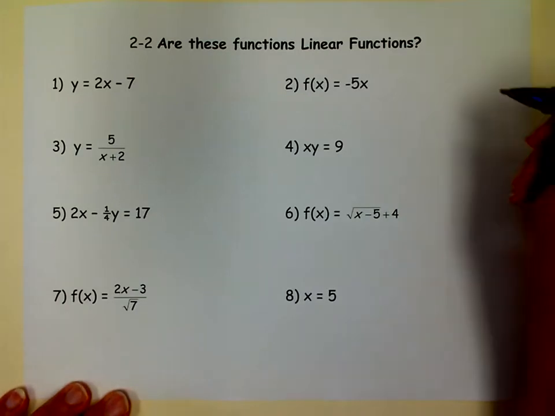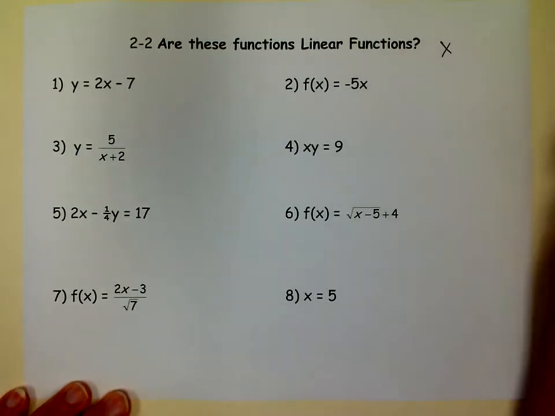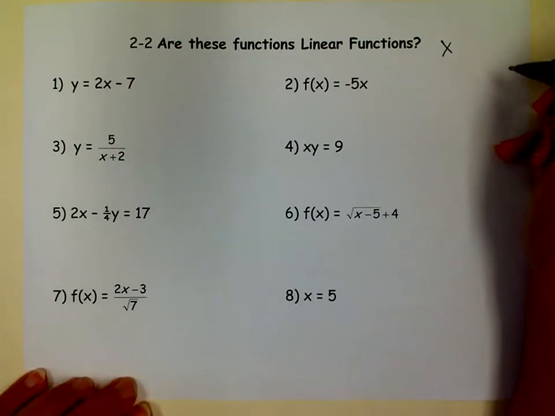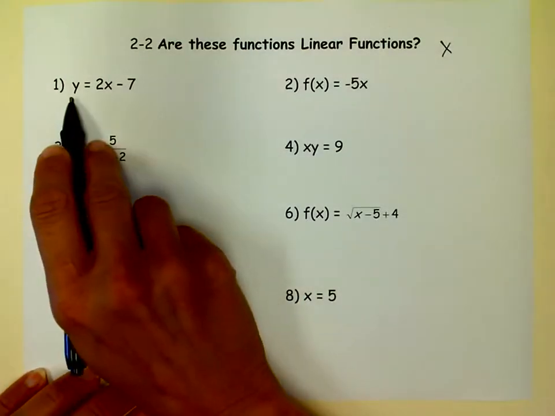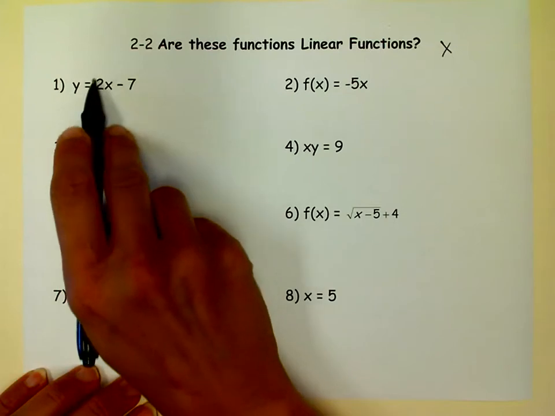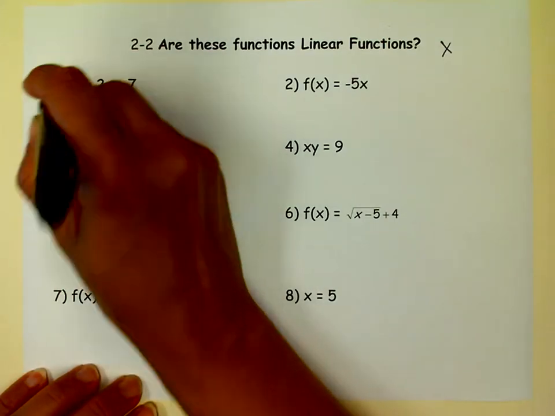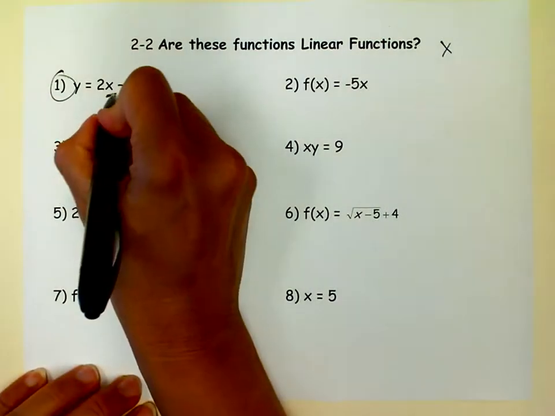So keep in mind, a linear function will have an x in it. It will never have any squared, square roots, cubes, or x's in the denominator. It will just have an x. So when we go through, we see a y equals an x. That is linear. We'll circle the linear ones because there's an x.